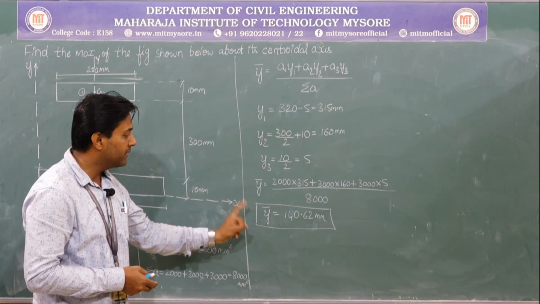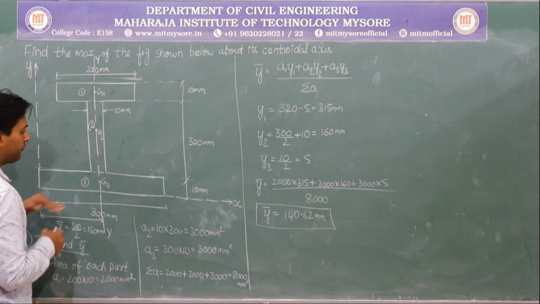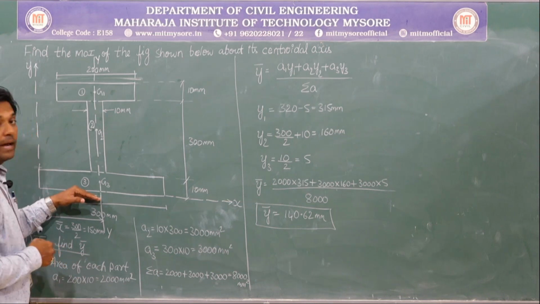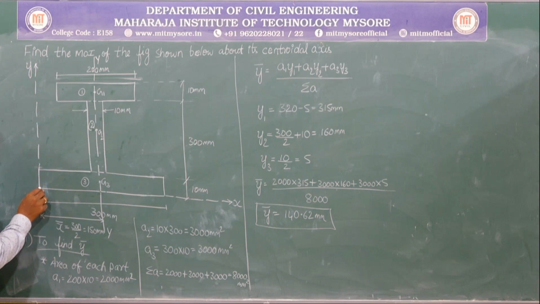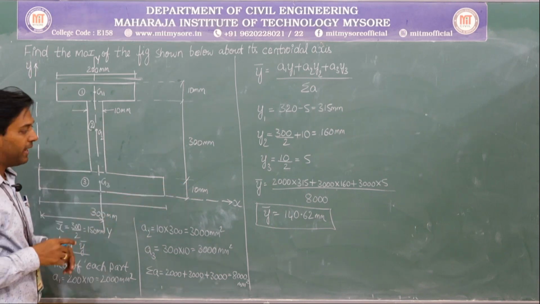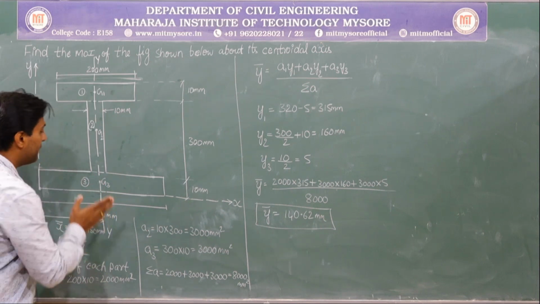So now let me mark this y bar in the main diagram. So from the base, I always need to mark it. The reason is, this is x-axis, this is y-axis, and this is the origin, right? So from this point, I need to mark it. So what is y bar? It is 140.62. Yes or no? So let me mark it.